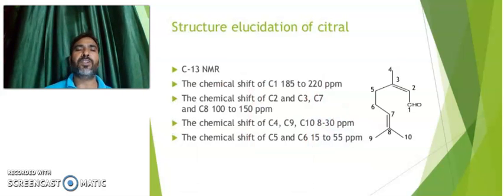Now structural elucidation through NMR. Carbon-13 NMR: the chemical shift of carbon 1 is 185 to 220 ppm, the chemical shift of C2, C3, C7 and C8 is 100 to 150 ppm, the chemical shift of carbons 4, 9, 10 is 8 to 30 ppm, and the chemical shift of carbon 5 and carbon 6 is 15 to 55 ppm.